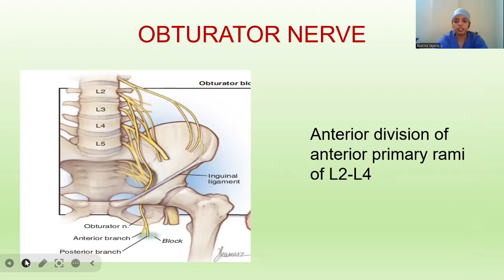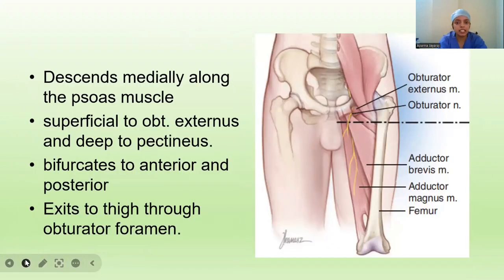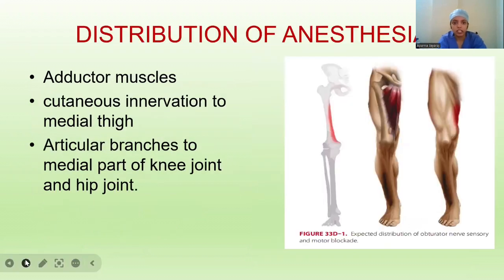Coming to the obturator nerve. The obturator nerve arises from the anterior division of the anterior primary rami of L2 to L4. It descends medially along the psoas muscle, lies superficial to the obturator externus and deep to the pectineus, and then it bifurcates into anterior and posterior branches and exits to the thigh through the obturator foramen. It provides innervation to the adductor muscles, cutaneous innervation to the medial aspect of the thigh, which is highly variable, and it provides articular branches to the medial part of the knee joint and hip joint.